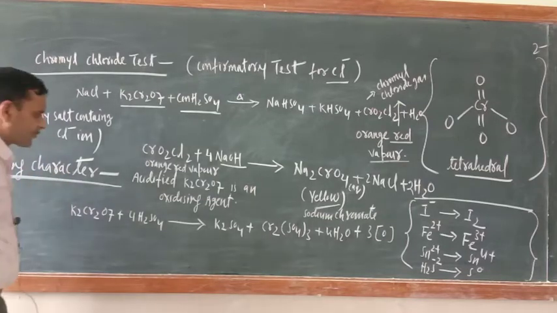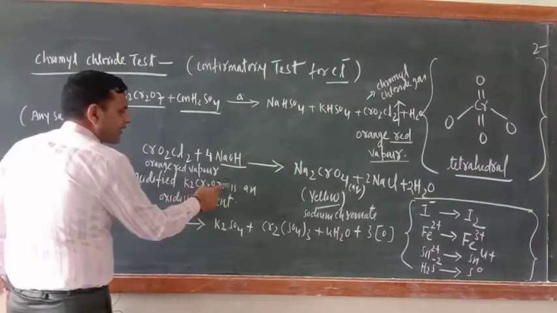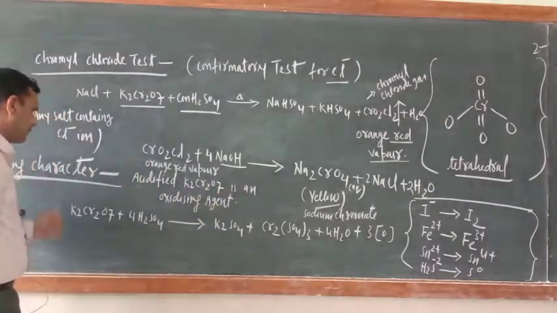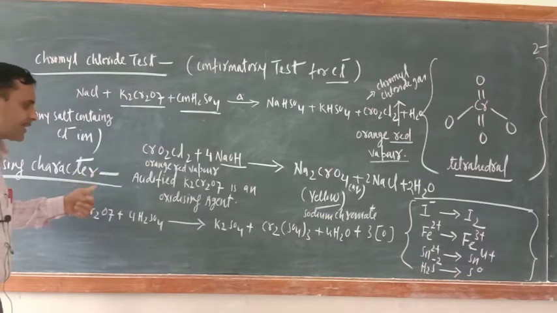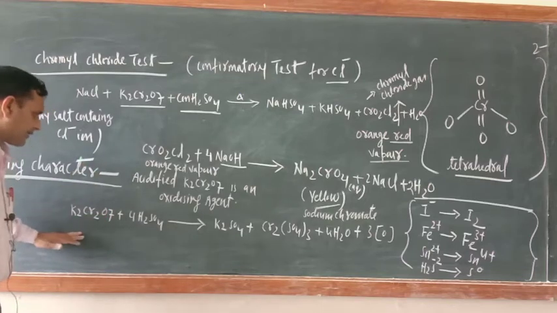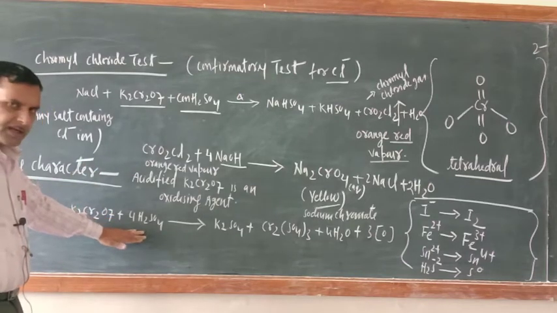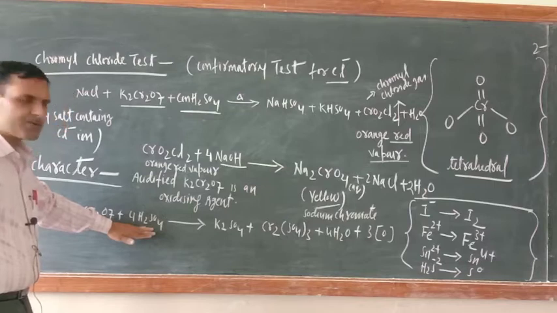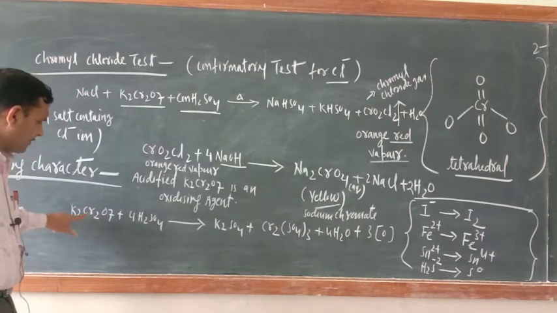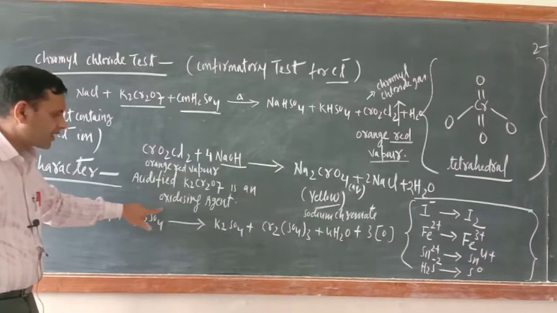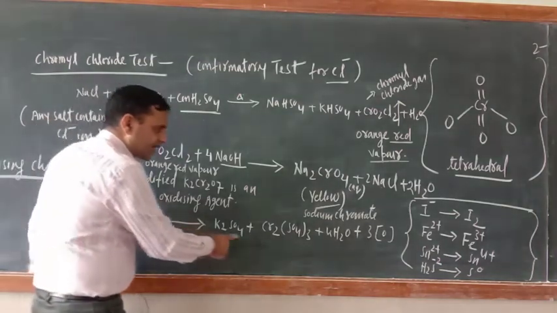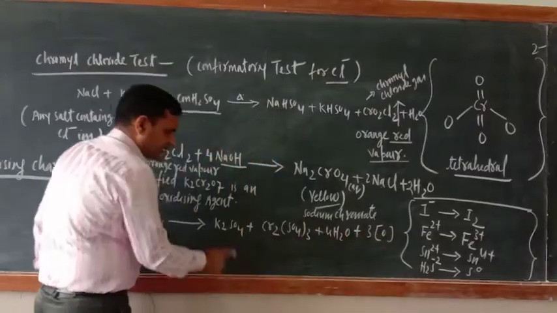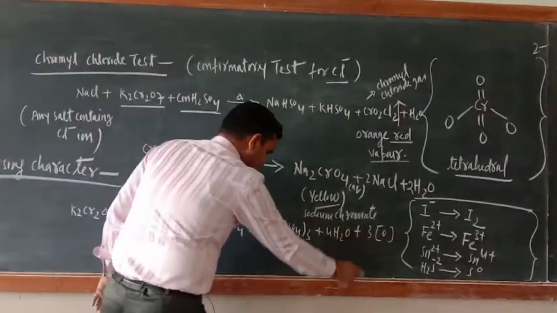So just see, acidified potassium dichromate is an oxidizing agent. Alone K2Cr2O7 is not an oxidizing agent. Acidified potassium dichromate is an oxidizing agent. This potassium dichromate, when treated with H2SO4, that is, a mixture of K2Cr2O7 and H2SO4, is known as acidified potassium dichromate. Actually it reacts and evolves 3 nascent oxygen.